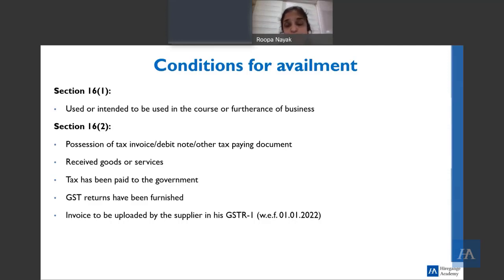This additional provision has been made effective from January of 2022, something which has yet to be judicially challenged before the various forums which are there.